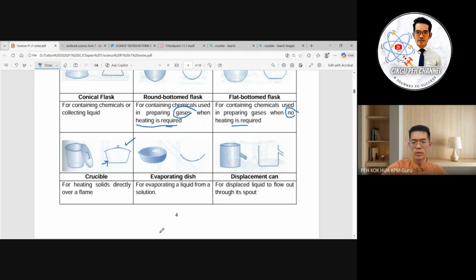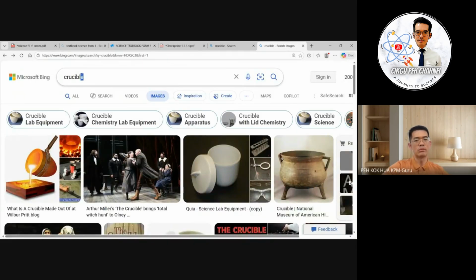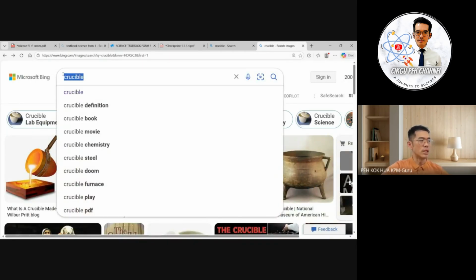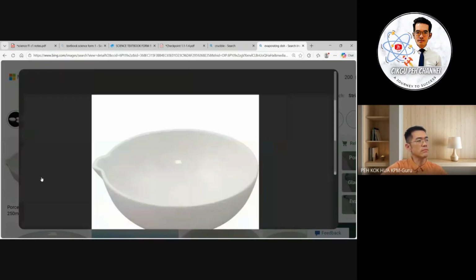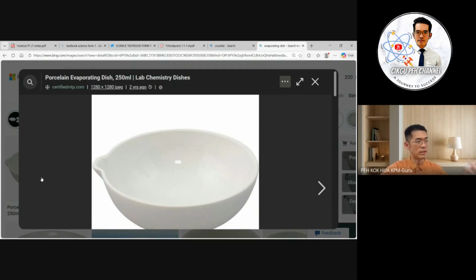Okay, so the next will be the evaporating dish. So for the evaporating dish, the purpose is that we want to conduct the experiment where we want to separate the salt from the salt solution. So that we use the evaporating dish. 我们用这个来蒸发水拿到盐，所以它是一个用来做分解的一个apparatus，这会在第5课讨论。Okay, evaporation.